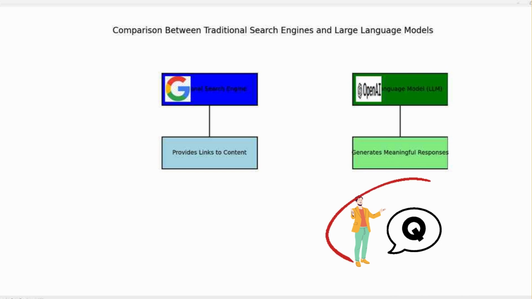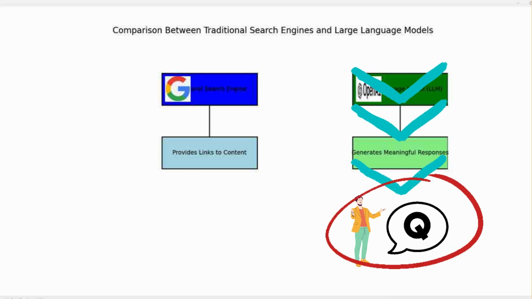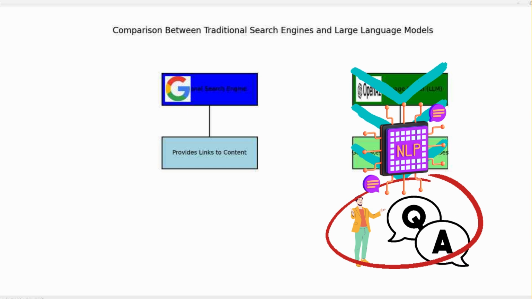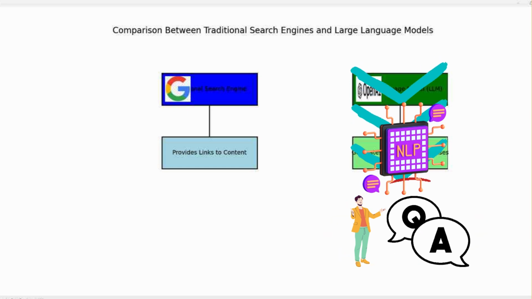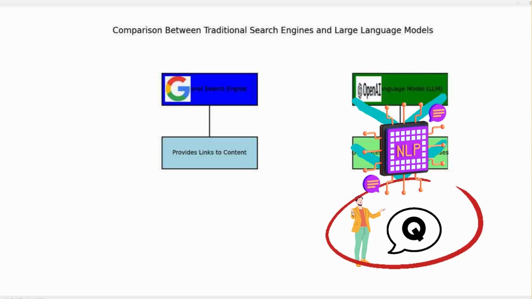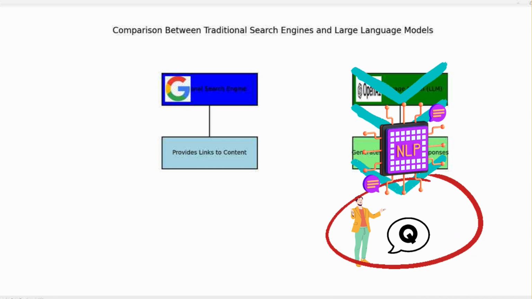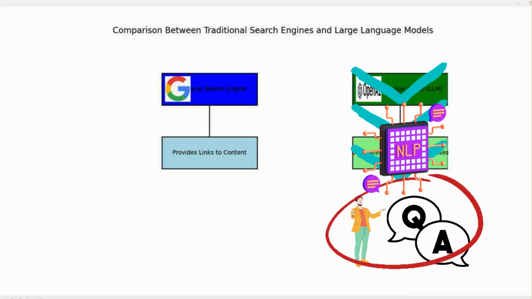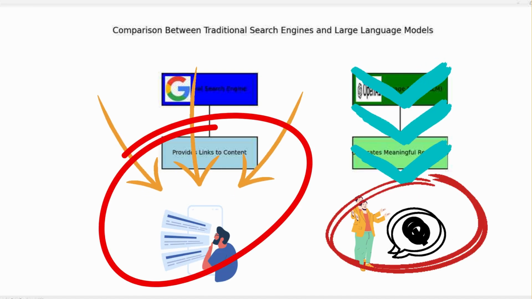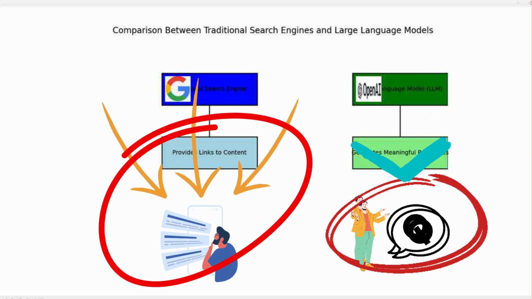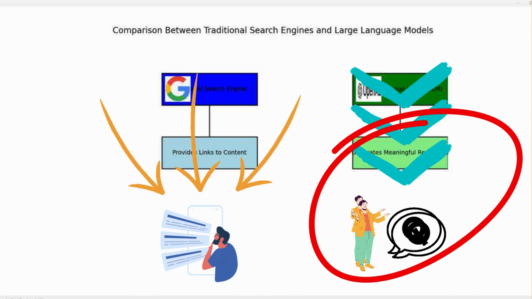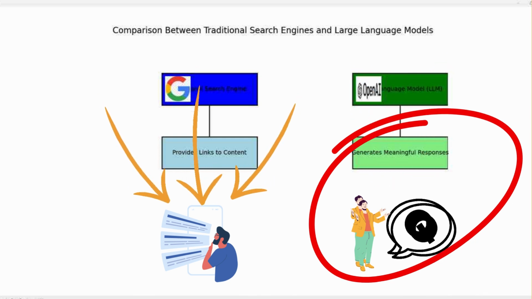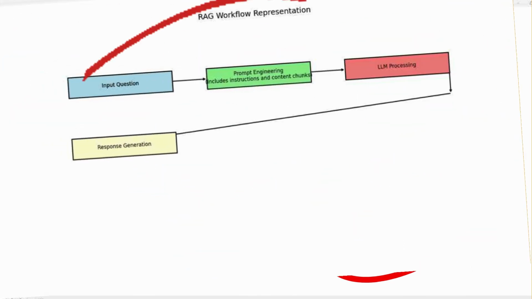It uses advanced natural language understanding and generation to summarize and synthesize information from all the content it's trained on. This approach not only saves time, but also makes complex information more accessible and easier for users to understand. So in summary, while traditional search engines are great for finding resources and diving into information, large language models aim to provide ready-made answers that are context-aware and more conversational.